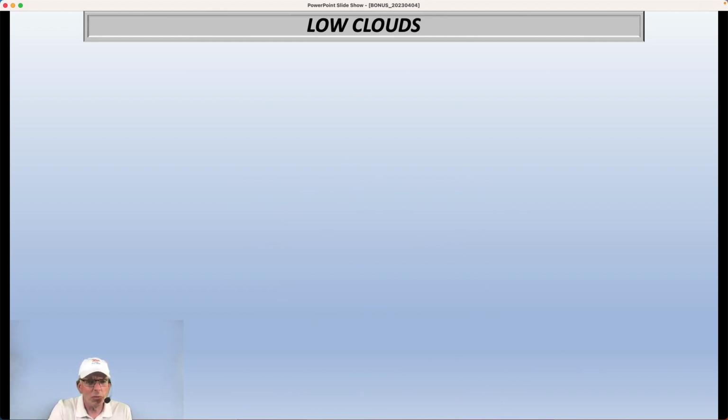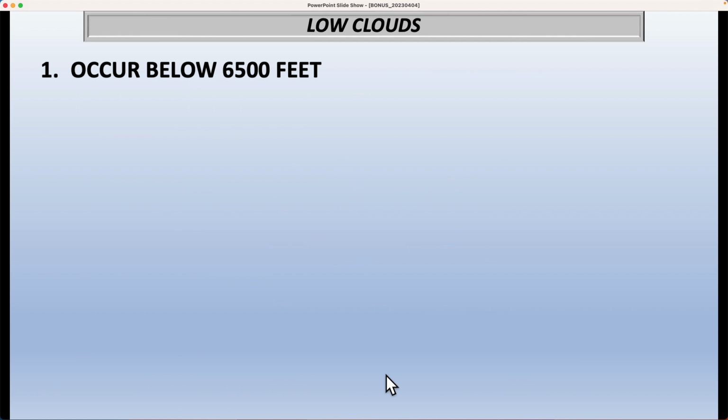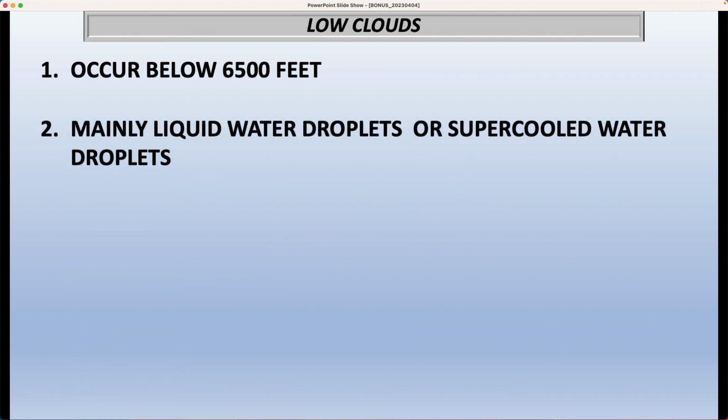All right, so let's talk about low clouds first, and I am going to attempt to take myself out of the picture here, because if I don't, I'm going to be blocking the information, and I don't want to do that. Okay, so now I'll go back up here and click, and let's talk about low clouds. They occur below 6,500 feet, and they're mainly made up of liquid water droplets or supercooled water droplets.